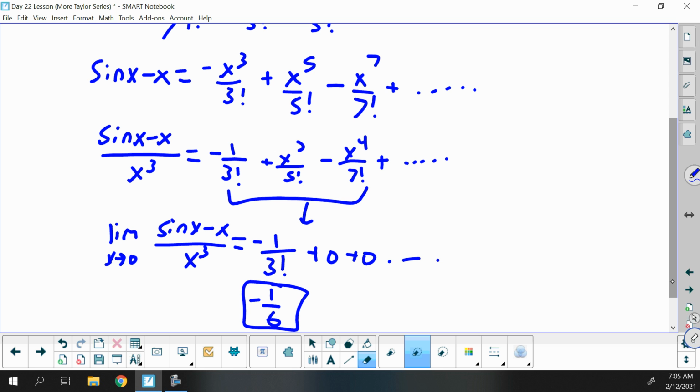So start with something we know, like the sin x Taylor series. Build it from there, adding, subtracting, dividing to get the expression we want, and then do the limit.